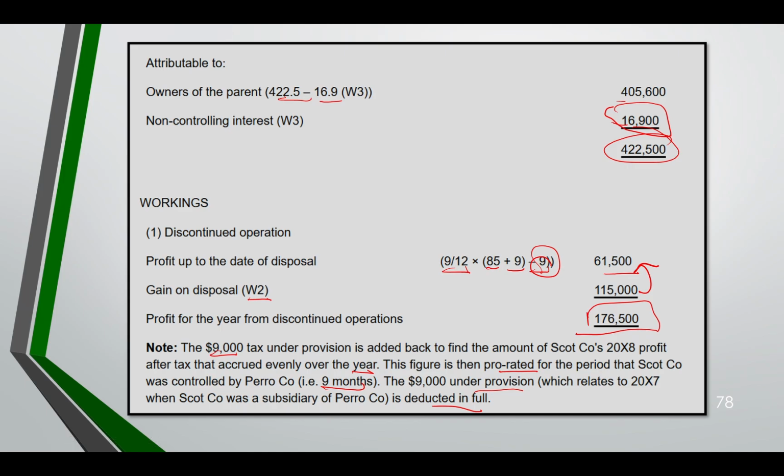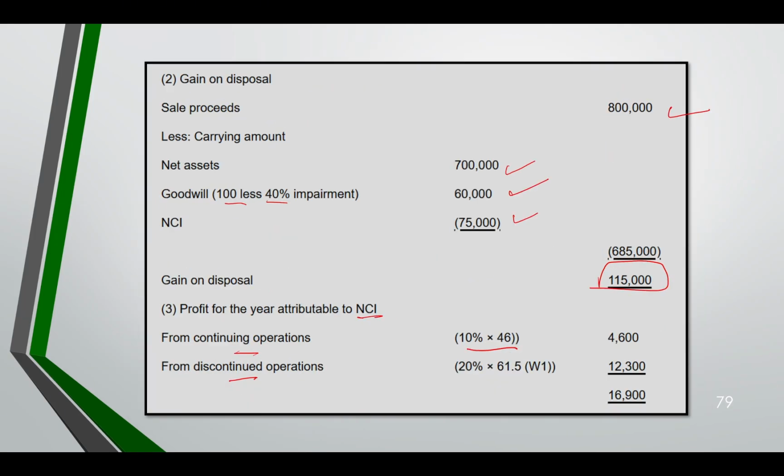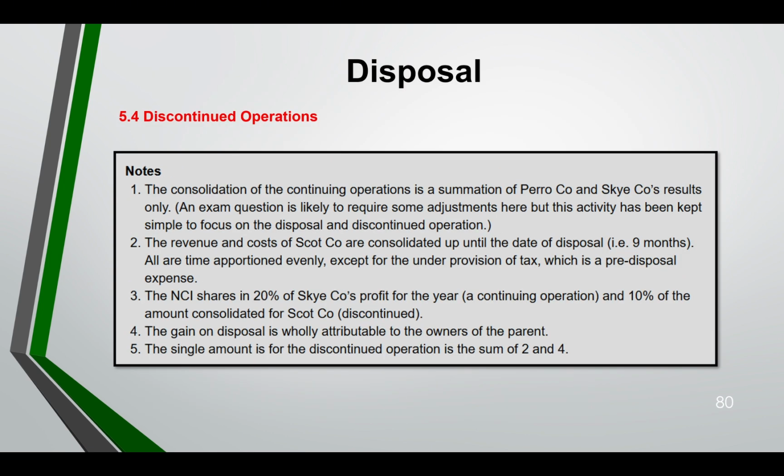That is not this also, not this discontinuing also, only this. Only profit up to the date of disposal, not the gain on disposal. Only on 61,500 you can take 20%. So this goes to NCI. Okay, these are some notes given.